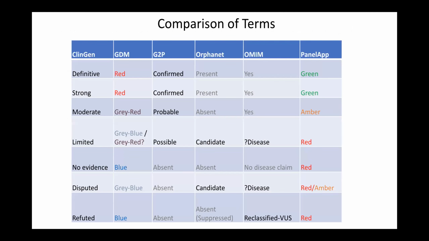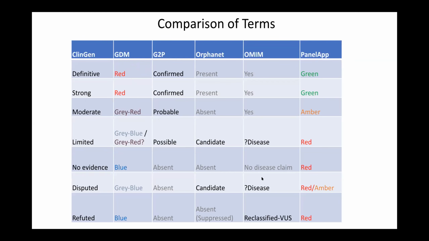And it started out pretty confusingly. So these are kind of all the terms that are used across some of the original resources. And for an example, we use words. Some groups use colors, but actually opposite colors. So red meant associated with disease in the GDM map that I talked about, whereas for PanelApp, it meant not associated with disease. So this was really very confusing.